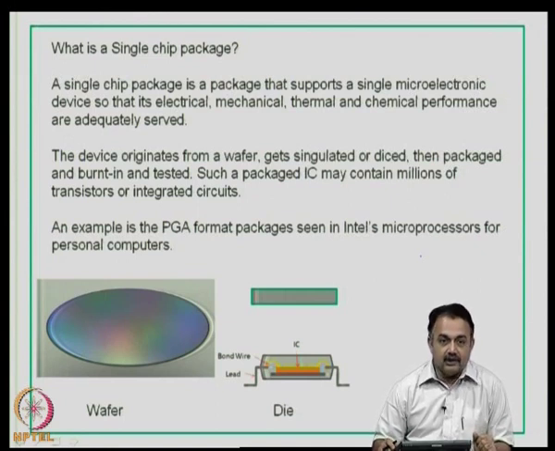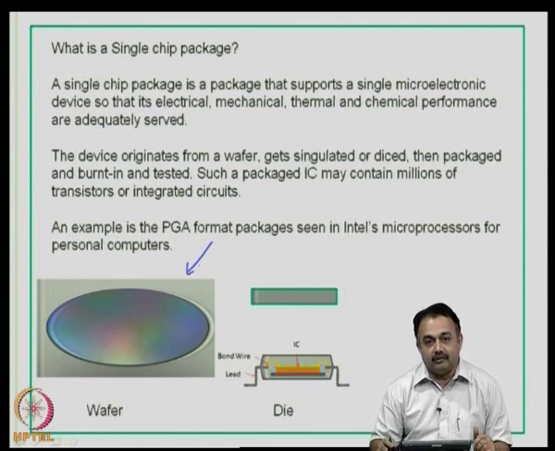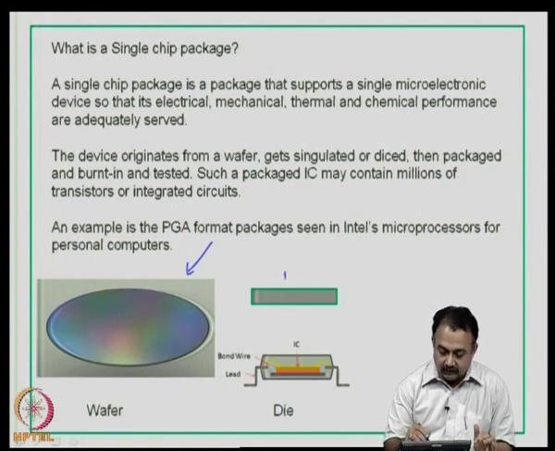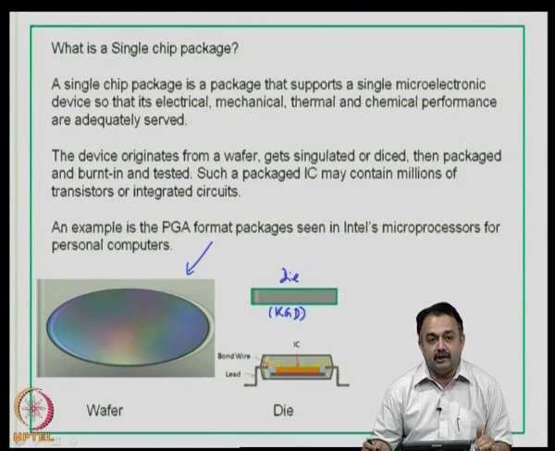So, the device originates from a wafer. So, the starting point, as you can see in this picture, is the wafer. We started with a wafer. Then after the wafer is totally tested and the process completed, we are now singulating the dies from the wafer. So, you get a known good die. So, this is the die. You can perform the required electrical tests and then call it a known good die, KGD.